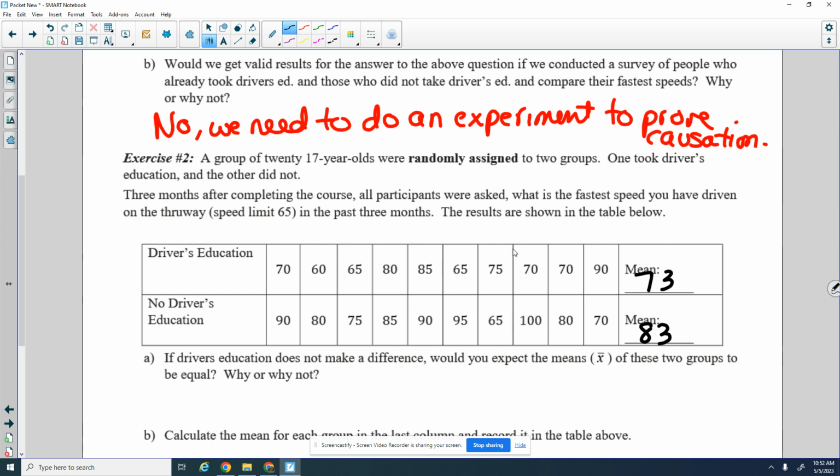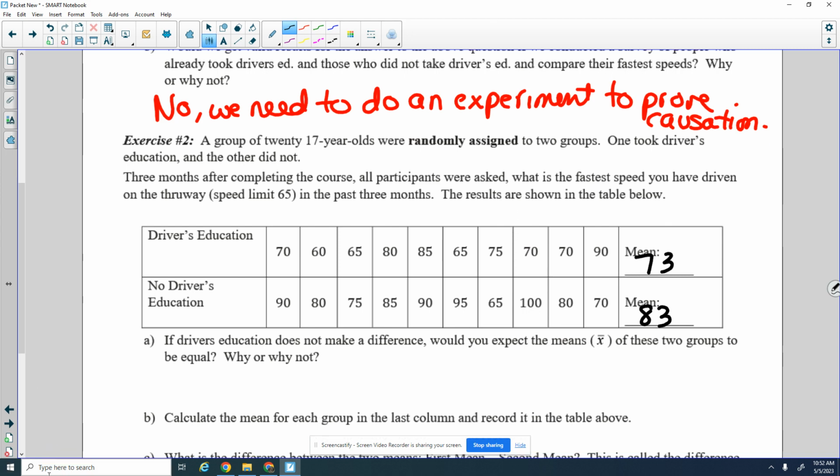Okay. So the next question says, if driver's education does not make a difference, what would you expect? Would you expect the means, X bars, of these two groups to be equal? Why or why not? So let's say it actually didn't make a difference. Would we expect the two group means to be exactly the same? And the answer is no.